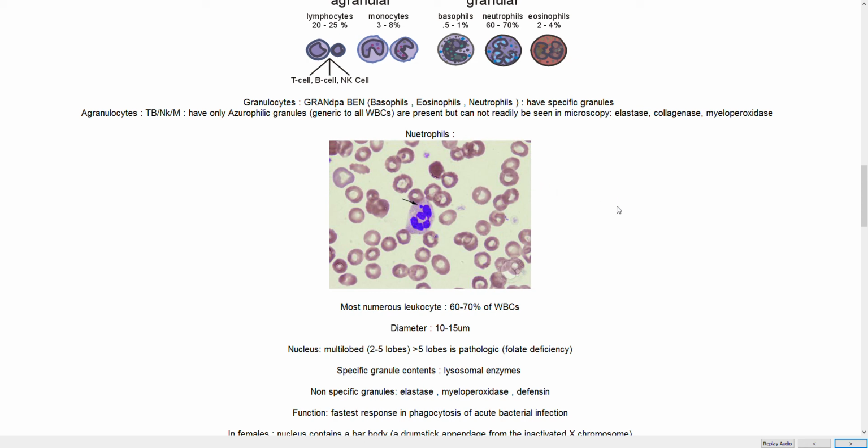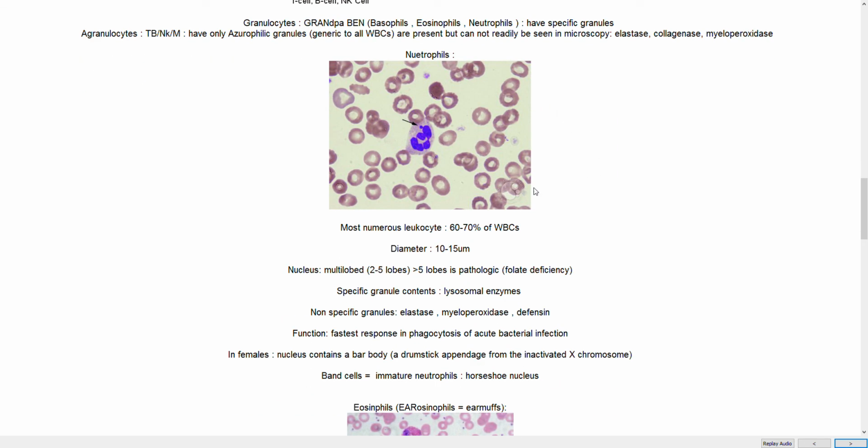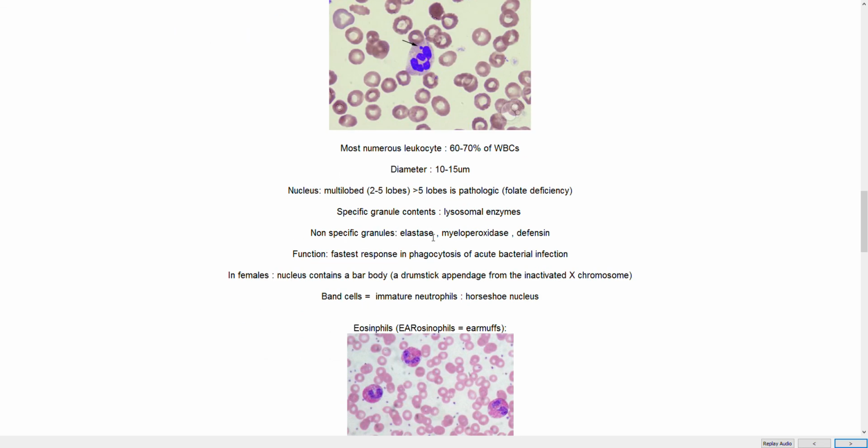So, neutrophils. What are their defining characteristics? Well, neutrophils have 2 to 5 lobes in their nucleus. Anything greater than 5 lobes is considered pathogenic, and it's often associated with a folate deficiency, but for the most part, you're going to see 2 to 5 lobes in the neutrophil nucleus. Their specific granules are lysosomal enzymes, and their main function is to deal with acute infection. So if you remember that neutrophils are the most common white blood cell, they're going to be there first, and they're going to be the first attackers, which will dump their lysosomal enzymes onto the bacteria or invaders to try to kill them.